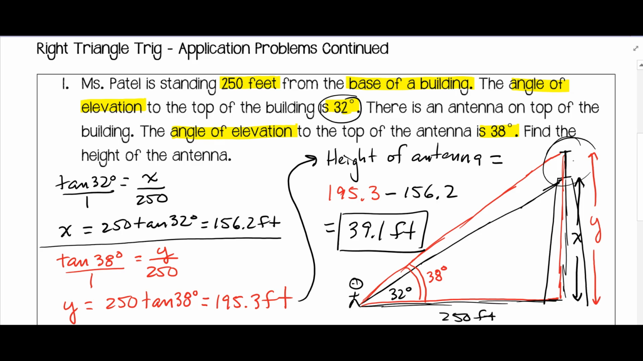Again, I always recommend reading the problem two or three or four times. Believe me, it'll help to read it a couple of times to help you figure out what's the important information and what you're trying to find.